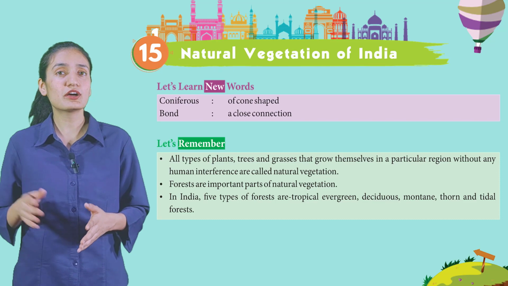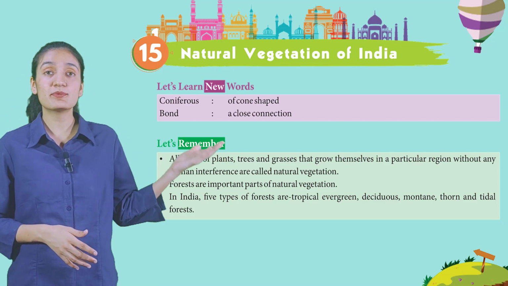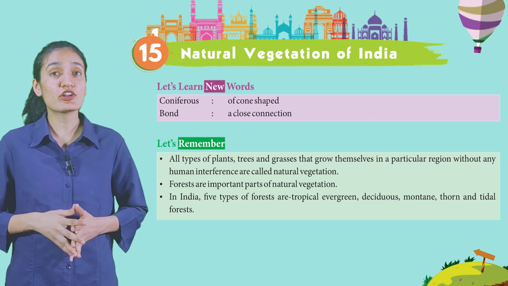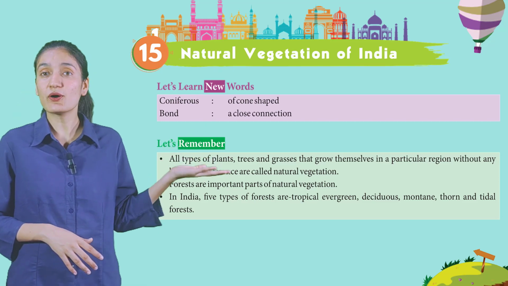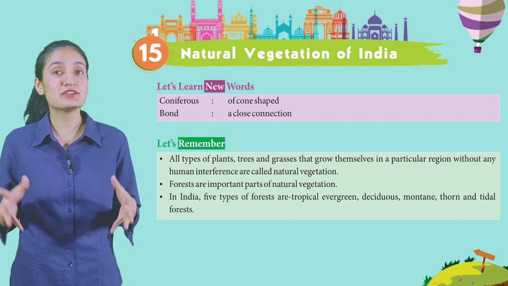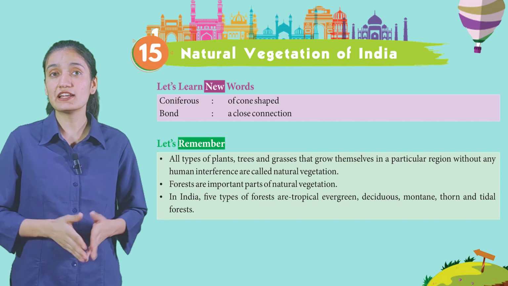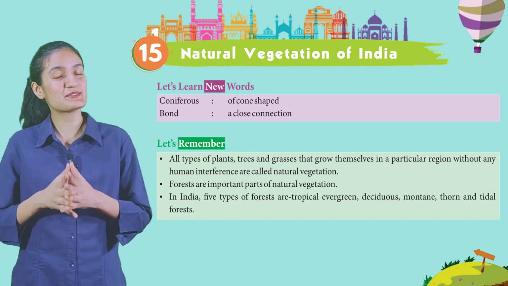Now students, let's remember all types of plants, trees and grasses that grow themselves in a particular region without any human interference are called natural vegetation. Forests are important parts of natural vegetation. In India, 5 types of forest are tropical evergreen, deciduous, montane, thorn and tidal forest. Natural vegetation of India has been reduced by regular cutting of trees. Van Mahotsav and One Child, One Tree program are started by the government to plant more and more trees.